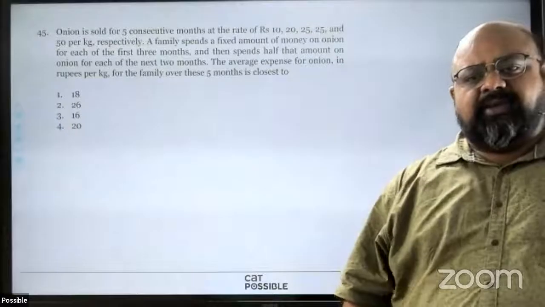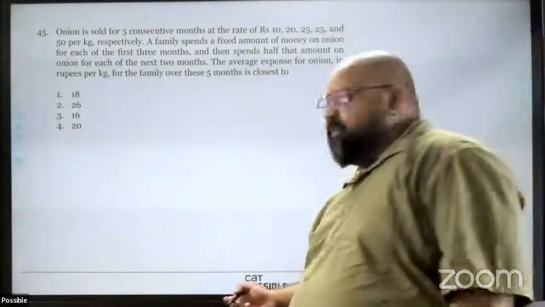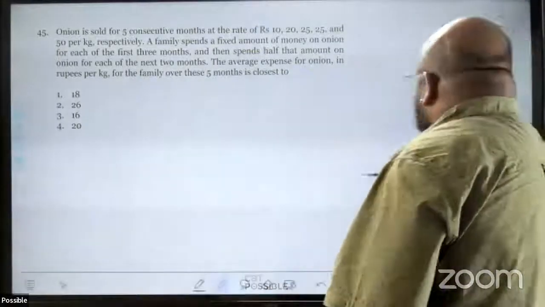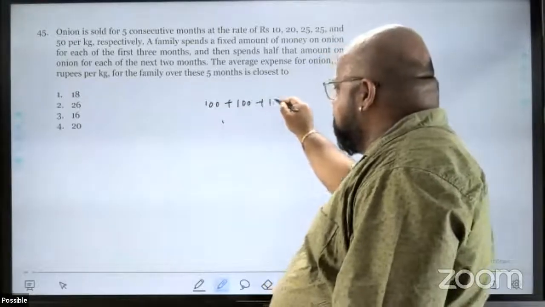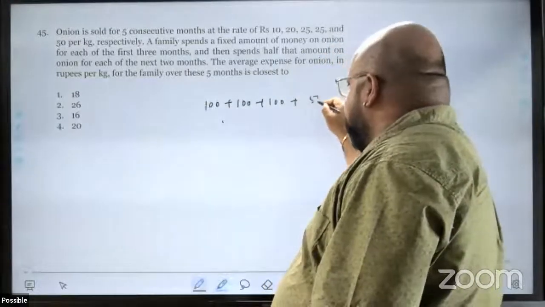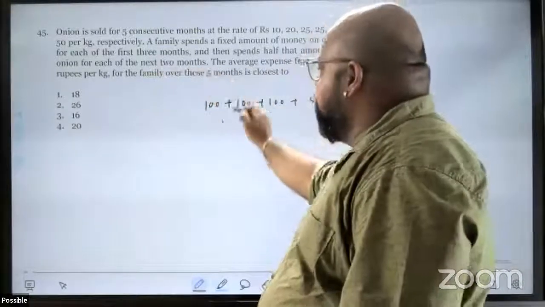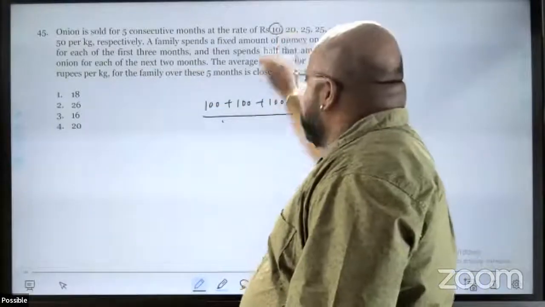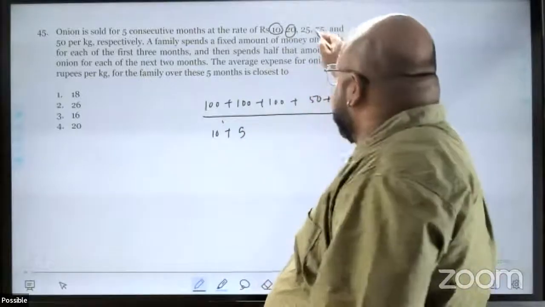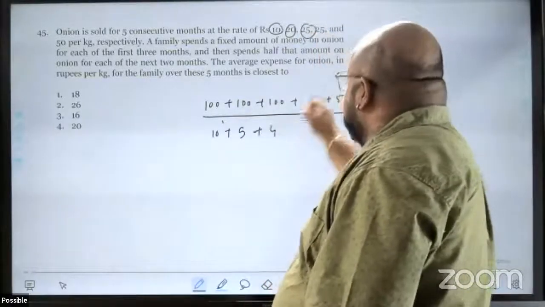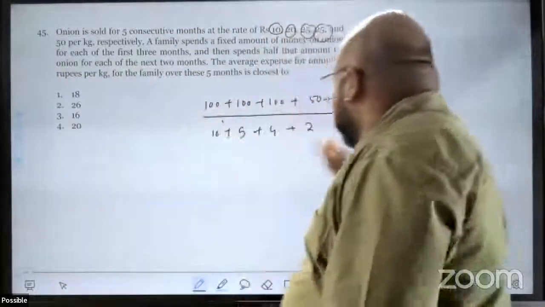So let the amount be say 100. So if the expense has been 100 rupees, what happens is the first month 100 rupees were spent, the second month 100 rupees were spent, third month 100 rupees were spent, fourth month 50 rupees, fifth month 50 rupees. Spends half the amount on onion for each of the next 2 months. Now at 10 rupees per kg, 10 kgs of onion can be bought. At 20 rupees per kg, 5 kgs. At 25 rupees per kg, 4 kgs. And at 25 rupees per kg, here 2 kgs. 50 rupees per kg, 1 kg.